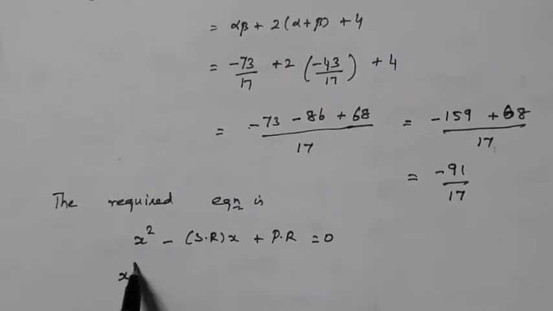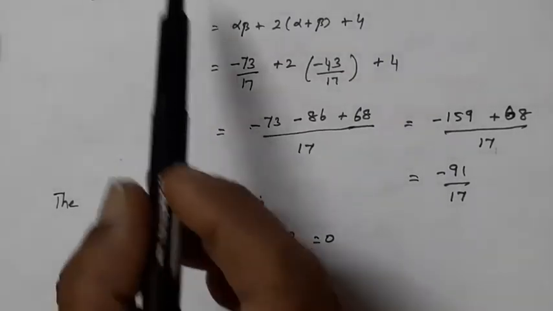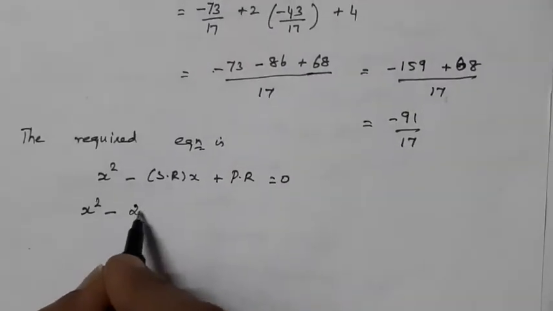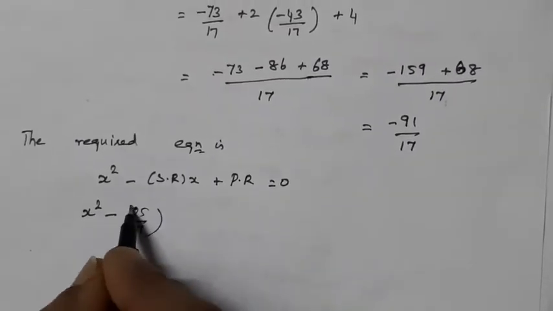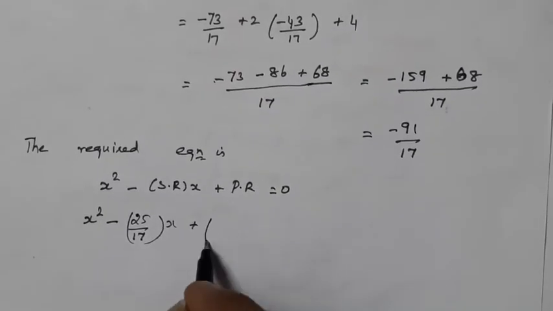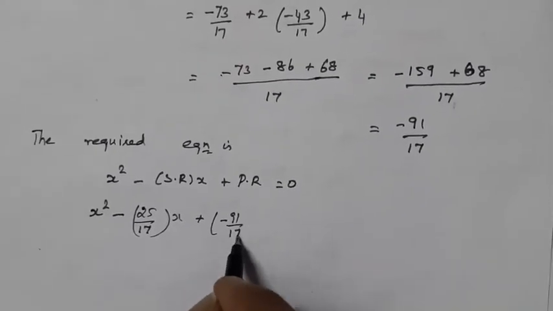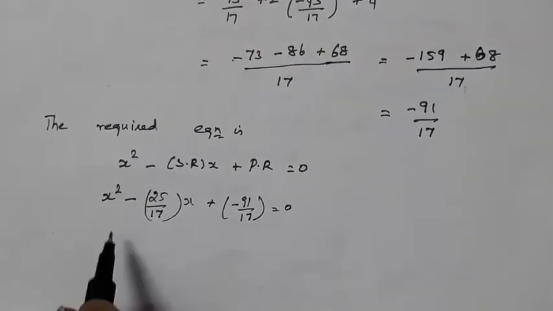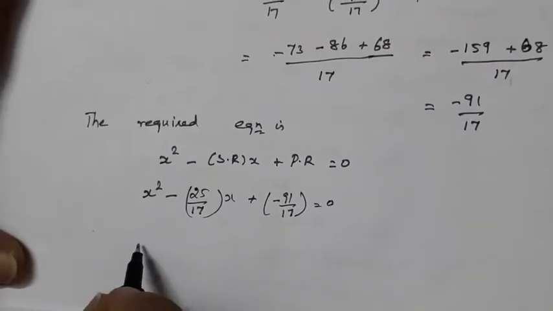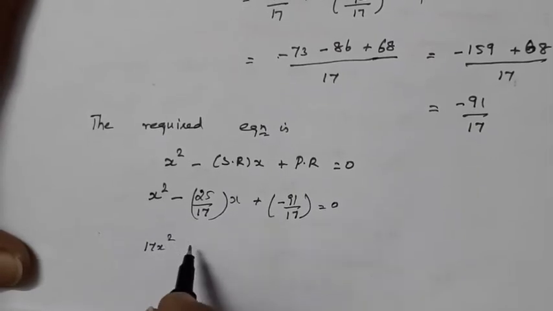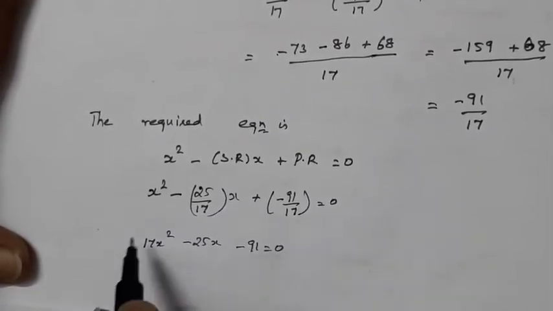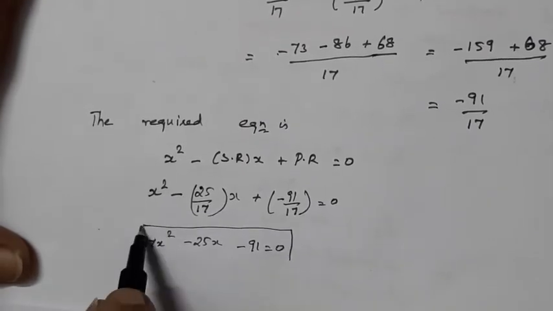Okay. So x squared minus what is the sum of the roots? Sum of the roots is 25 by 17. So minus 25 by 17 into x. Then plus product of the roots is minus 91 by 17. So minus 91 by 17 is equal to 0. So to make the coefficients as an integer, let us multiply throughout by the denominator 17. So we have 17x squared minus 25x minus 91 equal to 0. So this is the required equation.